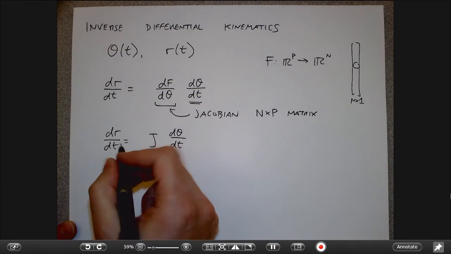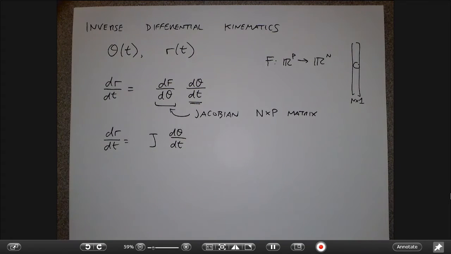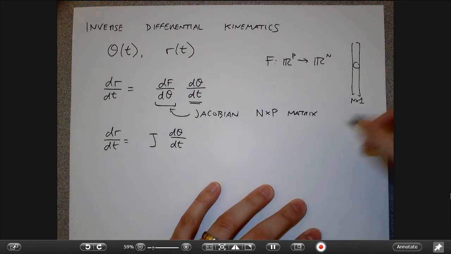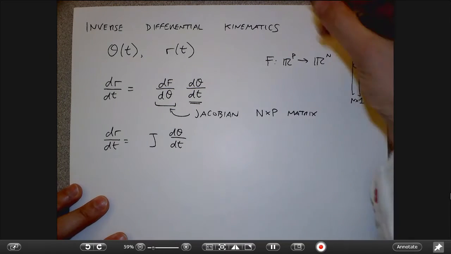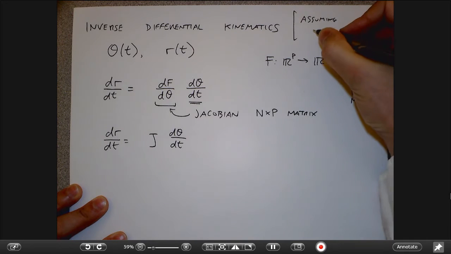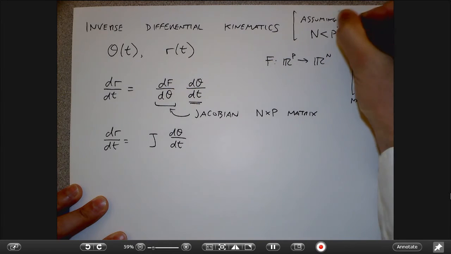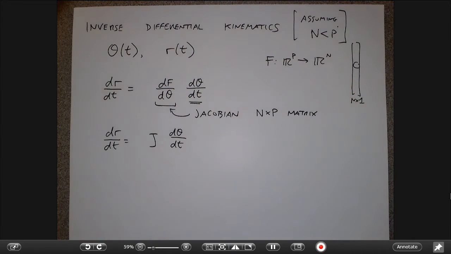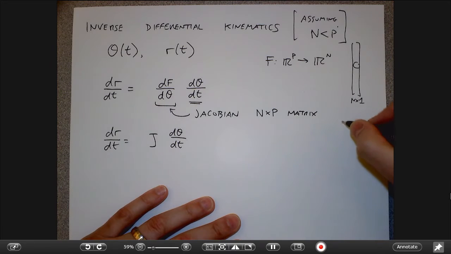If I knew R and I wanted to infer θ, what I could do is just take the inverse, right? What I'd like to be able to do is just move the J over to the left-hand side. The problem is that I don't have an actual inverse of J because J is not a square matrix. Let's assume, I should say up here, that n is less than p. We're going to start in this case where I have fewer markers than joints. And so in this case, n being less than p means that my Jacobian looks like this.